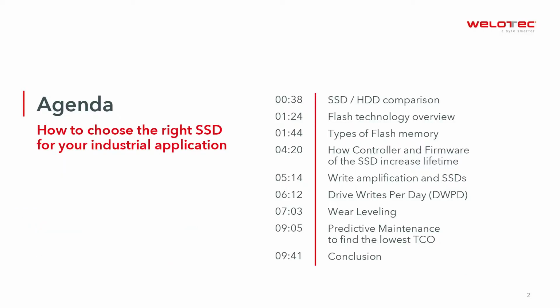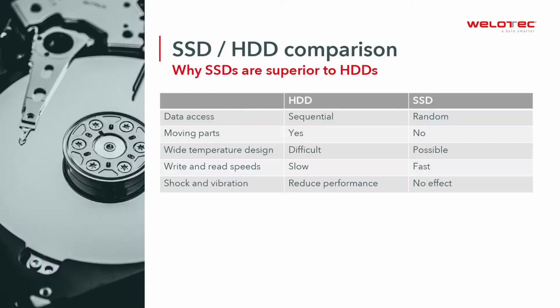Let's have a look at today's agenda first. We are going to look at a little comparison between SSDs and the classical hard disk drives, give you an overview of our flash technology and the different types of flash memory employed today, how controllers and firmware of SSDs increase their lifetime, what write amplification on an SSD is, how to judge the different metrics for comparing SSDs, how wear leveling works, and how to use predictive maintenance to find the lowest total cost of ownership for your SSD, followed by a conclusion. While SSDs are now mainstream, several applications still use hard disk drives, usually for cost considerations.